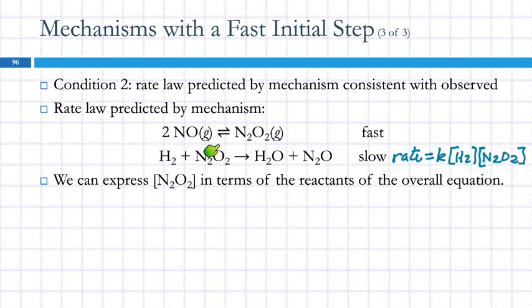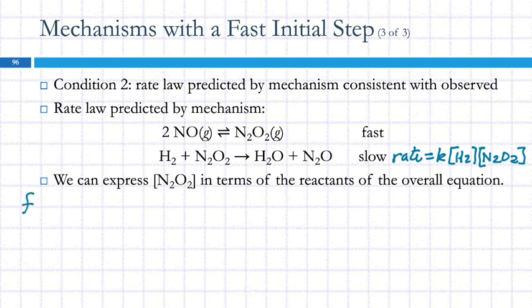This is fast, and as we'll learn in the next chapter, almost all reactions are at equilibrium at some point. The equilibrium may lie very far to the right or to the left, but almost nothing goes completely all the way. So it's very reasonable to say that this is establishing an equilibrium. So we can look at this first step and say, well, if it's at equilibrium, the rate of the forward reaction is equal to the rate of the reverse reaction.